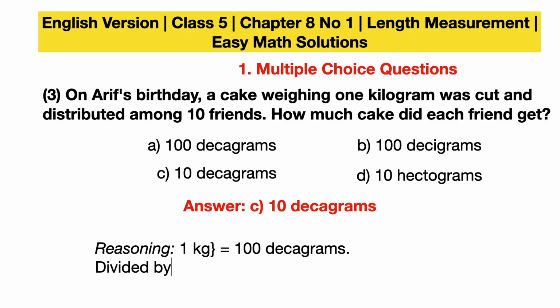We know that 1 kg equals 100 decagrams, divided by 10 friends equals 10 decagrams. Okay, thank you.